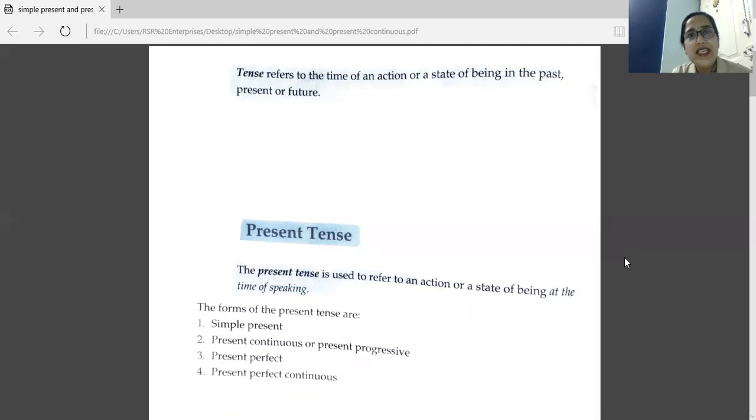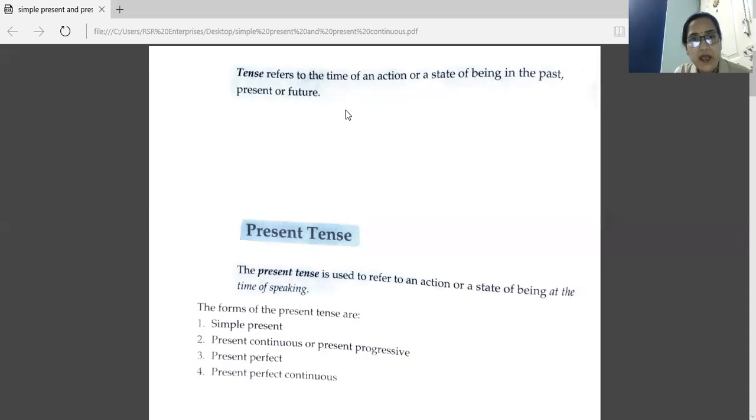Okay, now let's see what we mean by tense. It's given here. Tense refers to the time of an action or a state of being in the past, present, or future. Tense means time. It shows when or at what time the action is done or the verb is done, whether it's past time, present time, or future time.